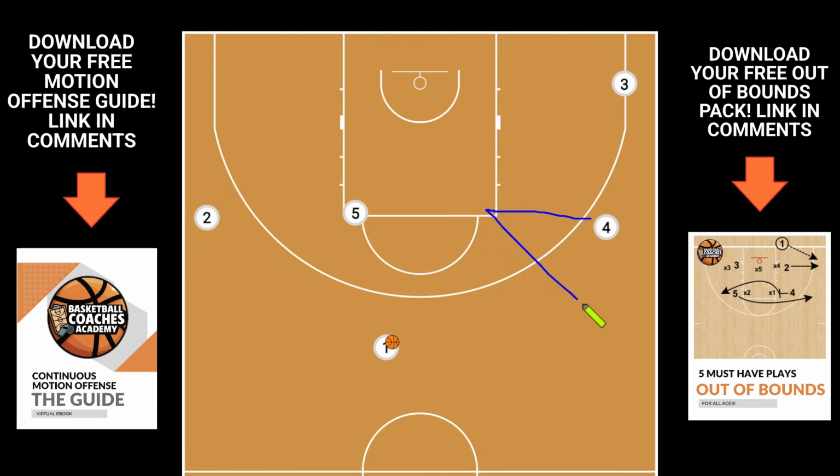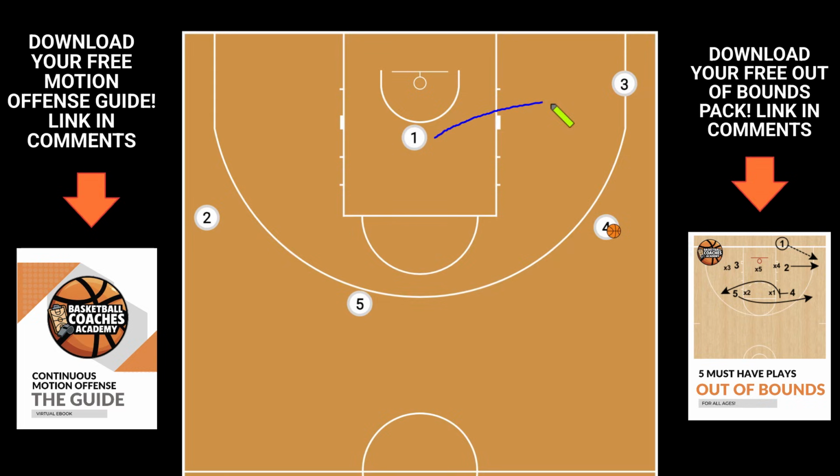So let's look at it again, right? We need to get open one of our wings. Ideally, we're going to this side of the floor. As that is happening, number five is coming up to set that screen for number one. Number one is coming off that screen. All right, and we're just going to look to see if we can get number one the basketball.